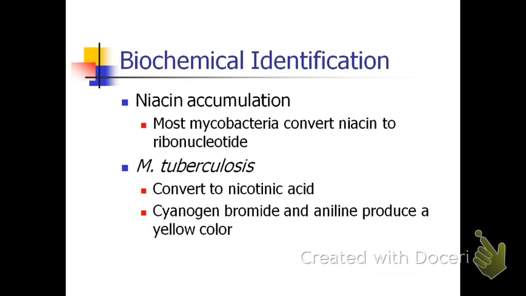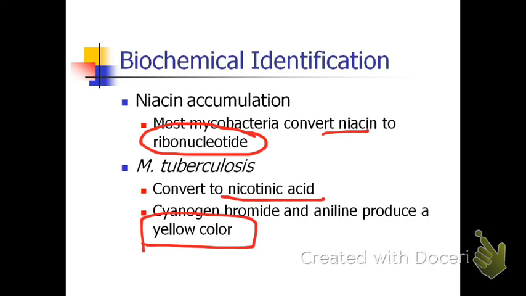Okay, so we now go to the biochemical identification of the different species of Mycobacterium. So remember, biochemical identification is for phenotypic characterization. So what are the different ways of doing this? Niacin accumulation is based on the principle that Mycobacterium can convert niacin to another compound known as niacin ribonucleotide. Mycobacterium tuberculosis accumulates nicotinic acid. So cyanogen bromide and aniline will eventually produce a yellow color, which is considered a positive result.